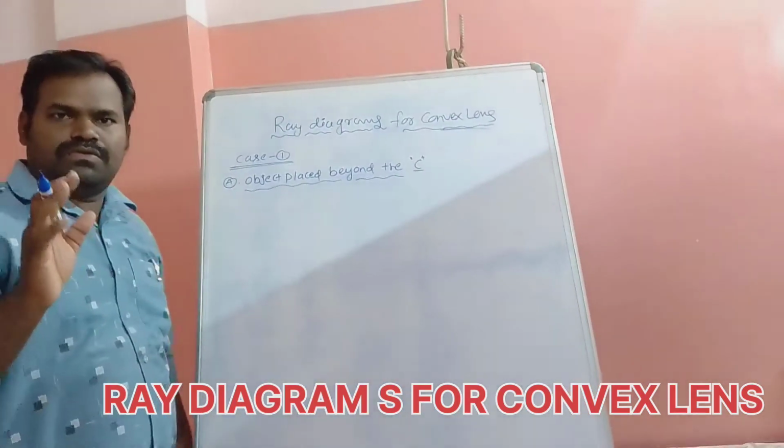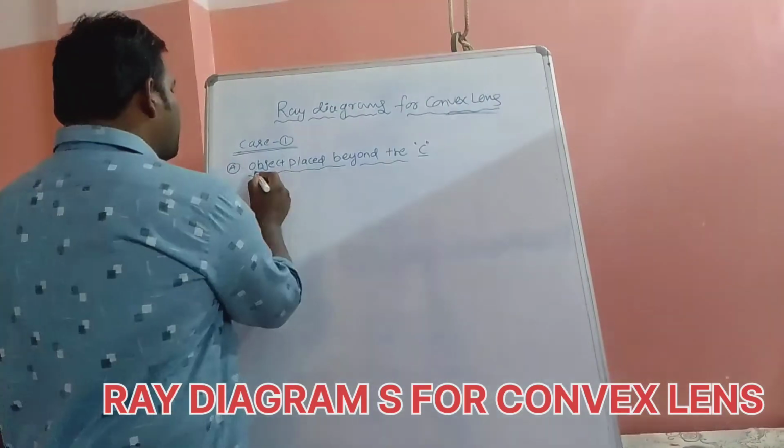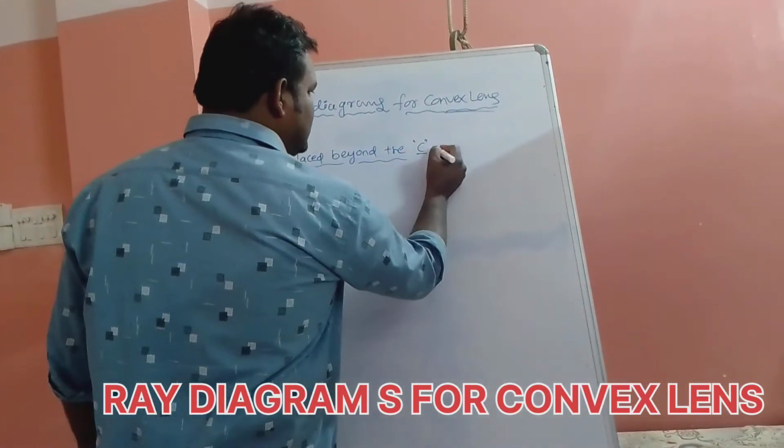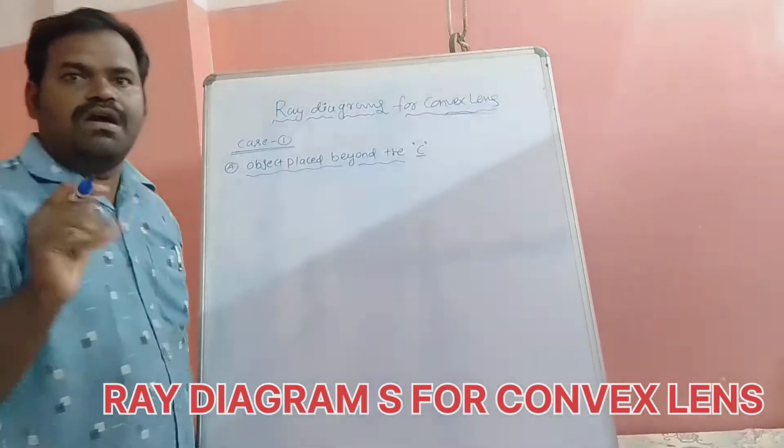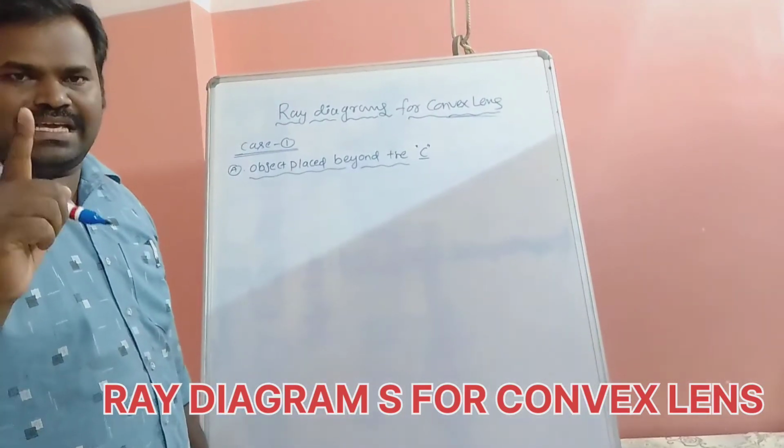Here, case 1. First of all, we'll see case 1. When the object is placed beyond C, C means here what? Center of the curvature. Object placed beyond C. Now let us see.